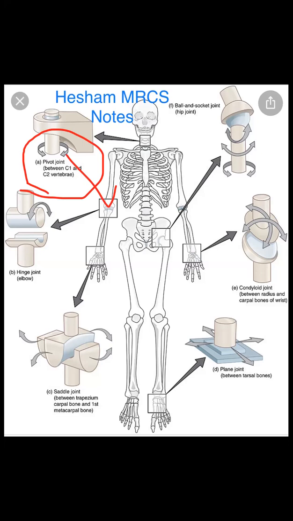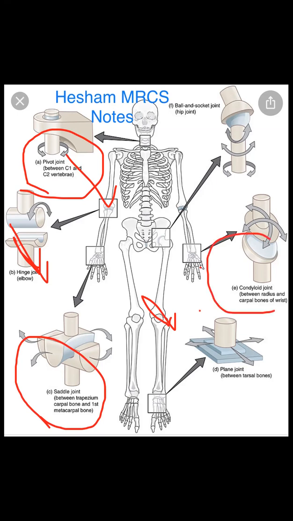I have two hinge joints in our body, which are the elbow, this is important, and also the knee. Do you know the saddle joint? Saddle joint is a joint between the trapezium of the carpal bone and the first metacarpal. Also, I have the condyloid joint, which is between the radius and the carpal bones of the wrist, and plane joint, which is between the tarsal bones. Also, we have ball and socket, which is like the shoulder and the hip. They are ball and sockets.